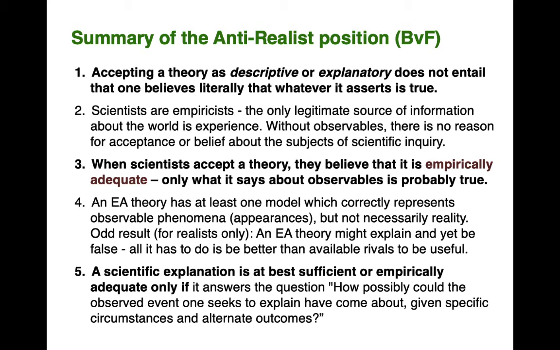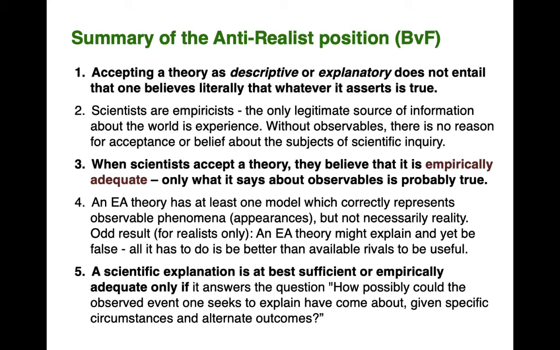Accepting a theory as descriptive or explanatory does not entail that one believes literally that whatever it says is true. Scientists are empiricists. The only legitimate source of information about the world is experience. Without observables, there is no reason for acceptance or belief about the subjects of scientific inquiry. When scientists accept a theory, they believe that it is empirically adequate. Only what it says about observables is probably true. An empirically adequate theory has at least one model which correctly represents observable phenomena, appearances, but not necessarily reality.